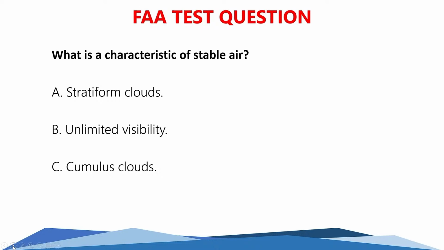So remember that because the stable air resists convection, right? Basically that upward or downward movement, the clouds in the stable air are going to form in horizontal sheet-like layers, or what we call strata. Okay, so what we're looking for here is the stratiform clouds. B is actually incorrect because, once again, unlimited visibility and cumulus clouds are going to be characteristics of unstable air. And C is also incorrect because cumulus clouds are going to be a characteristic, once again, of the unstable air.